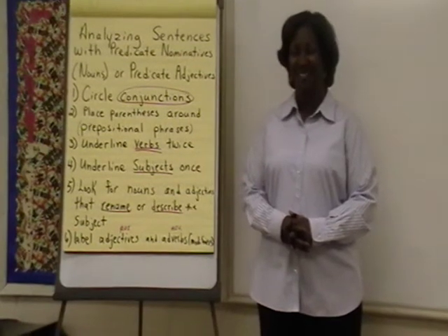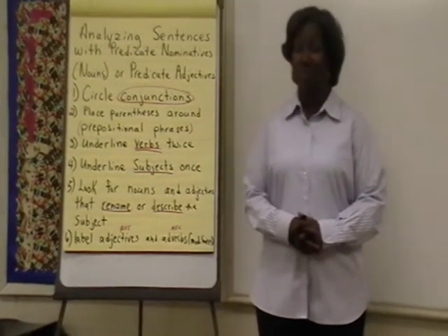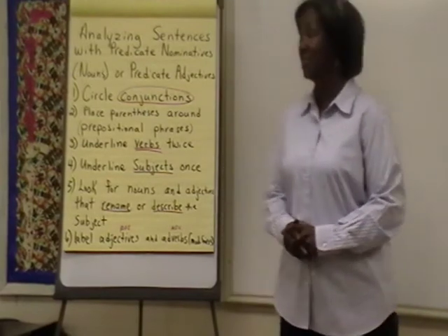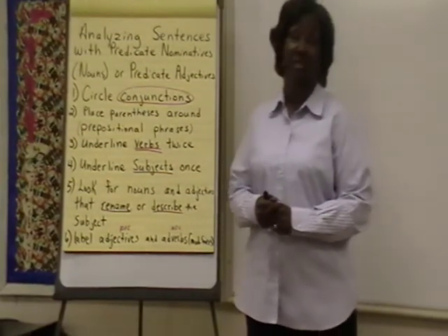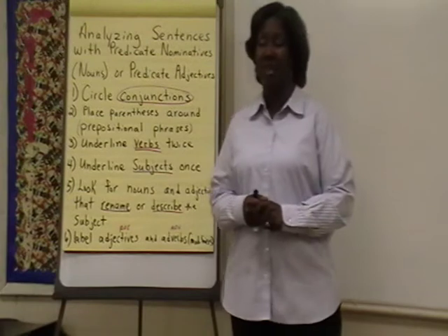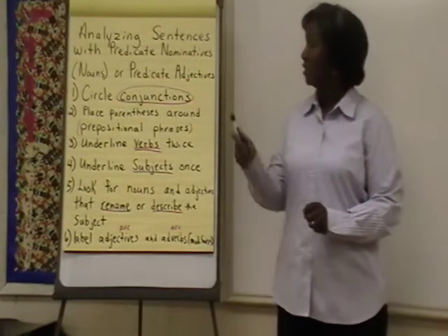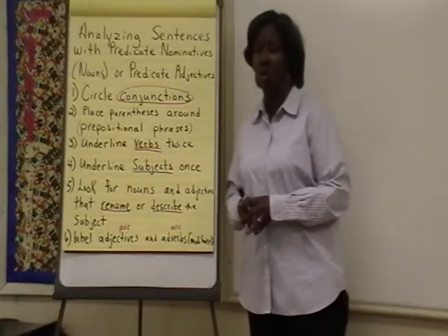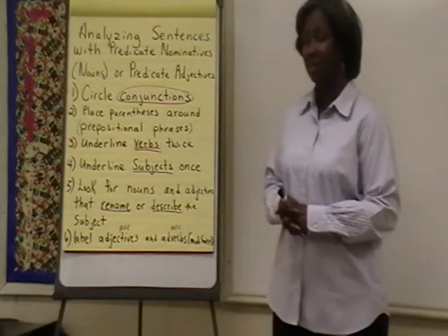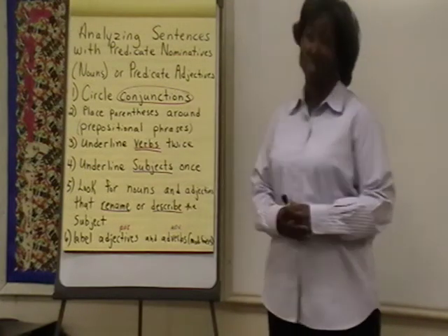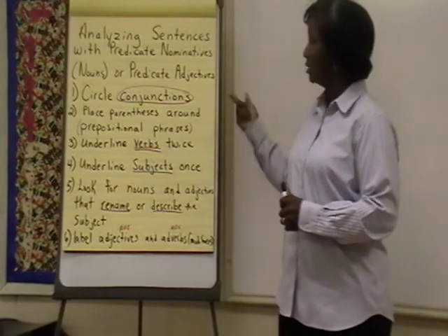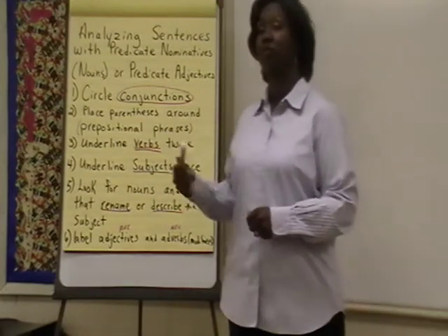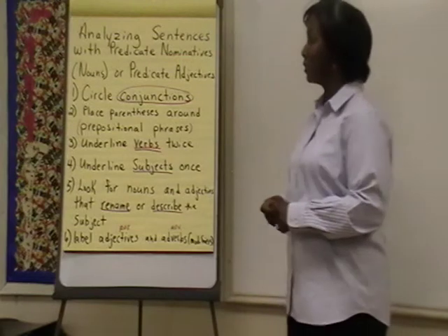Welcome back. Last time we talked, if you're with me, we discussed analyzing sentences with direct objects. This time we're going to analyze sentences with predicate nominatives, which are sometimes called predicate nouns, or with predicate adjectives. So first I'm going to go through the steps that you need to do to make sure that you find every word in the sentence and label it appropriately.